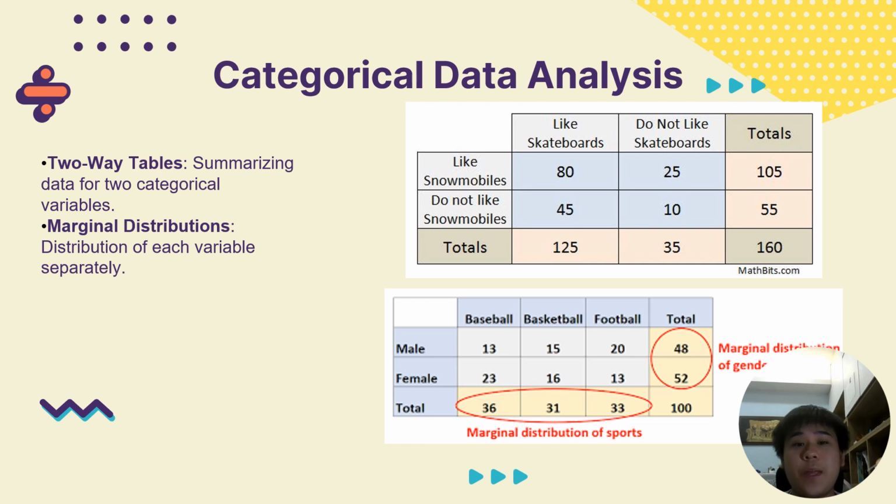So the next concept we'll dive into is categorical data analysis. This is a two-way table. A two-way table basically means summarizing data for two categorical variables. Marginal distribution is the distribution of each variable separately. So you can see there are two categorical variables. For example, this one, you have like skateboard, do not like skateboard. That's one, and then we have like snowmobile, do not like snowmobile. So there are two categorical variables compared at the same time.